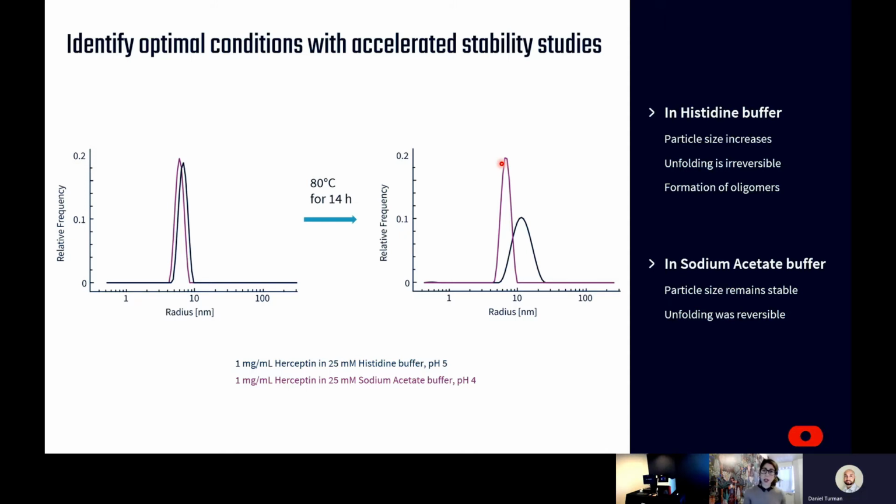However, in histidine buffer, not only does that hydrodynamic radius increase in size, indicating oligomerization of the sample, but we also see this peak broaden at higher temperatures, indicating a more polydispersed sample.